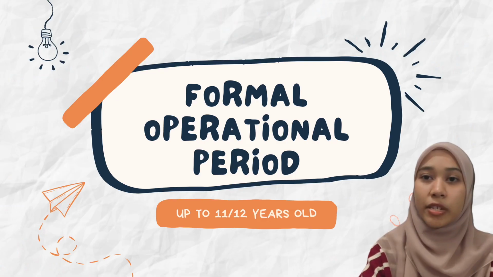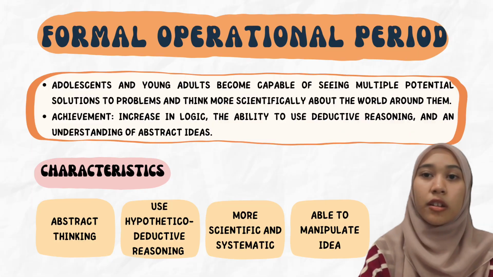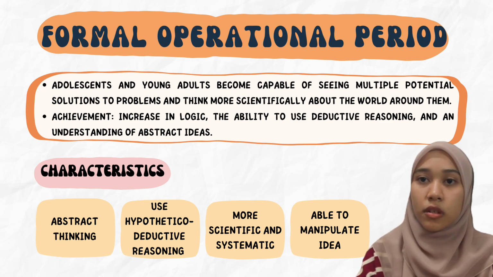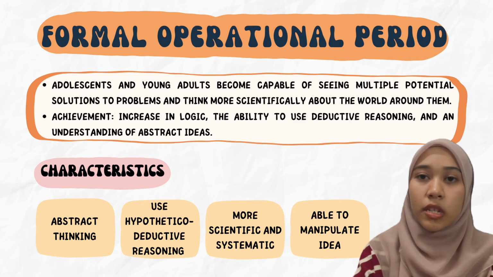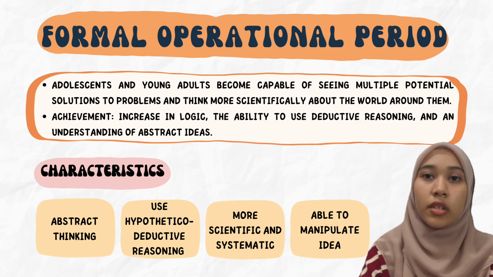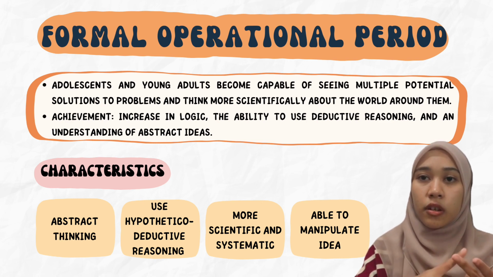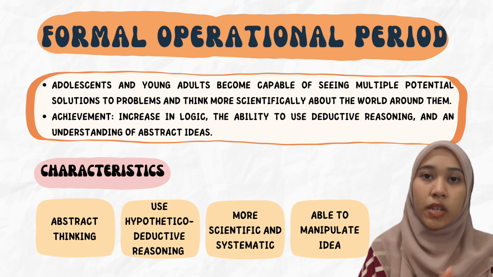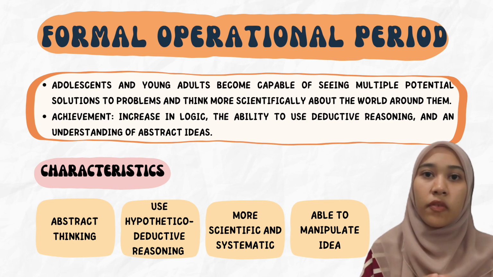The final stage of Piaget's theory involves an increase in logic, the ability to use deductive reasoning, and an understanding of abstract ideas. At this point, the adolescent and young adult become capable of seeing multiple potential solutions to a problem and think more scientifically about the world around them. During this stage, teens start to think about issues that require abstract and theoretical reasoning, such as moral, social, ethical, political, and philosophical issues. They begin to use hypothetical deductive reasoning, and their thinking is more scientific and systematic. They are also able to manipulate ideas.